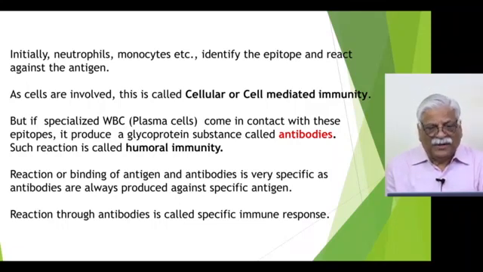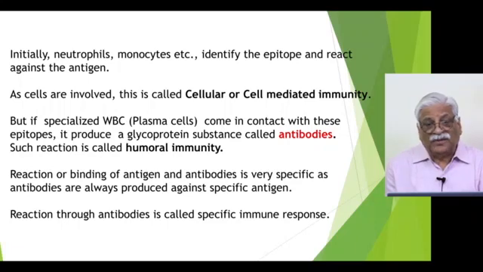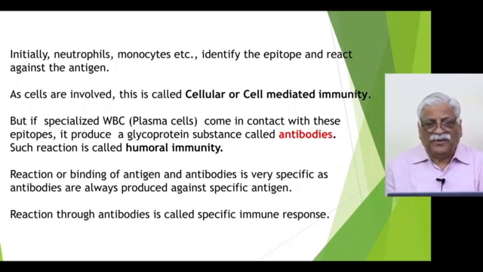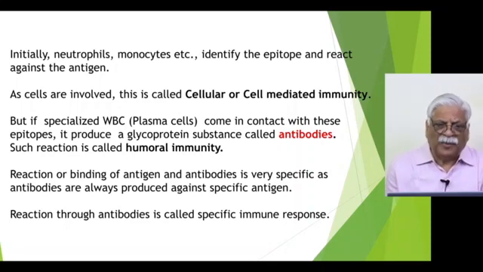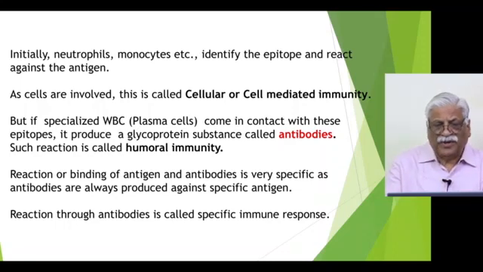The reaction or binding of antigen and antibodies is always very specific. Why? Because antibodies are always produced against a specific antigen. They are not produced randomly. The antibody which is fighting against the antigen is a specific antibody, produced by the plasma cells by recognizing the structure or epitopes present on that antigen. A reaction through antibodies is called a specific immune reaction.